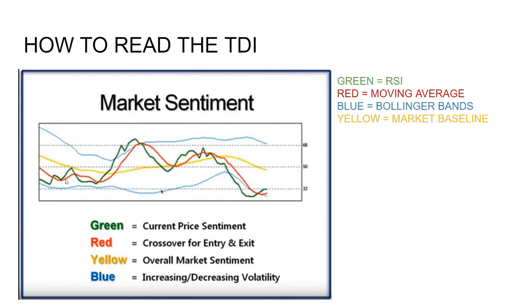And so these blue lines right here measure volatility. If they're wide and spread out, that means the market is moving. If they're tight and squeezed, it's going sideways, not moving too much. There's no clear uptrend or downtrend. It's just consolidation back and forth.